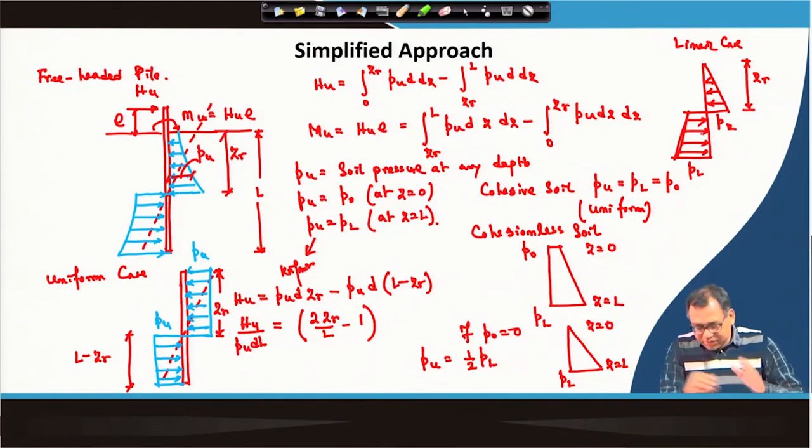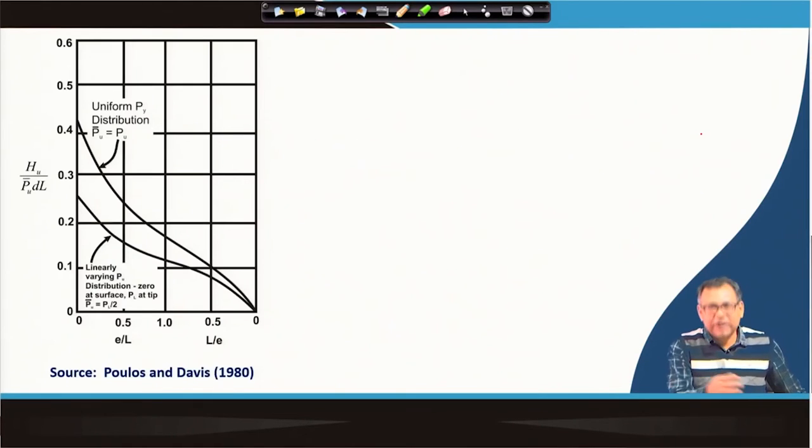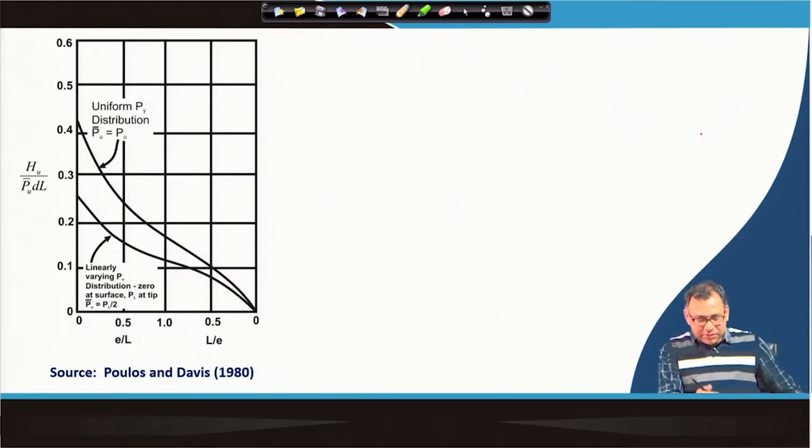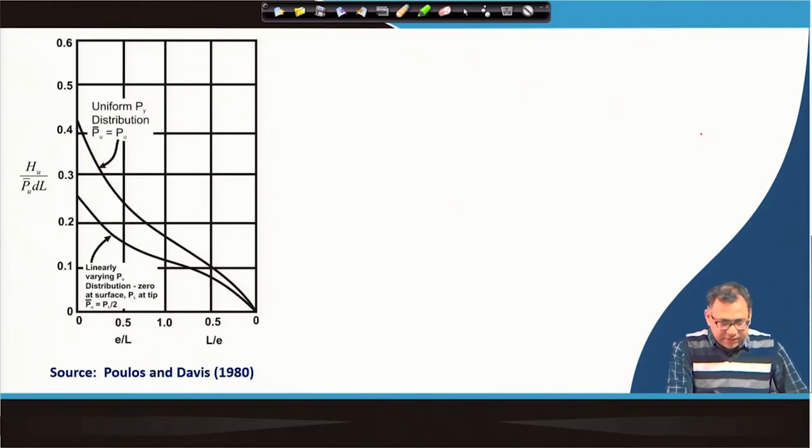So, based on those equations, I am just discussing the concept of how this simplified approach is used, and I have not given the equations because I have discussed the concept. Based on that concept, equations are derived, and then based on those equations, these charts are developed. Okay. So, we can use this chart and then we can get the H u. This is p u bar, which is basically the average.